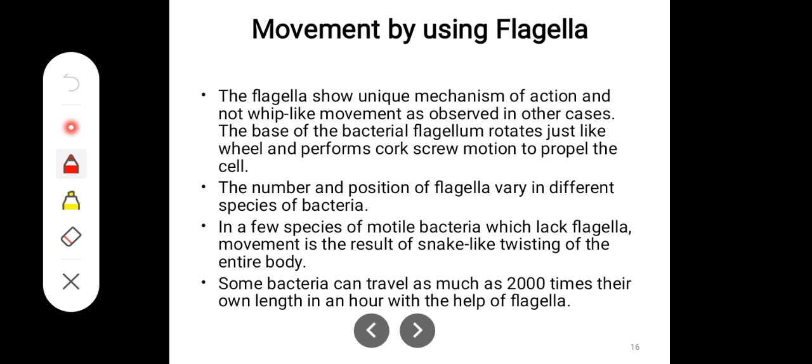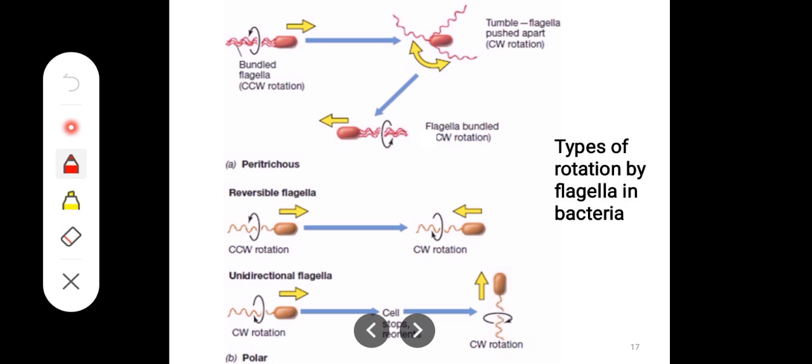Now we'll discuss the movement of flagella. The movement is very unique. It's not a vibrating movement, it's a rotary movement, just like a wheel or a corkscrew. Their number differs from species to species, and bacteria that lack flagella show a snake-like movement. Some can travel 2,000 times their own length in 1 hour with the help of flagella. In this picture, you can see the types of rotation by flagella: reverse flagellation, unidirectional flagellation, and polar flagellation.